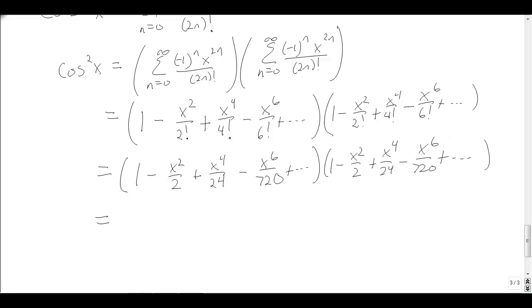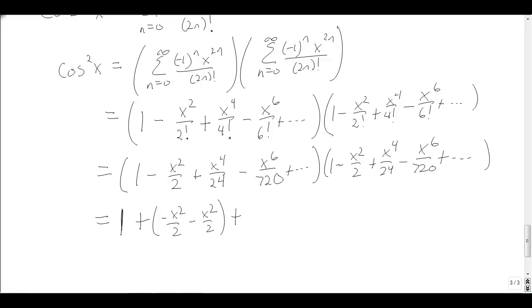Okay, and then how many terms do we want? 4 terms. So let's think about it: can I get a constant term? Well, that's going to have to be a 1 times a 1. So that's a 1. What about an x squared? Well, I could do 1 times negative x squared over 2, or negative x squared over 2 times 1. So it'll give me an x squared. That's 2 terms. Now you could argue there's a 0x there, but I'm going to look for 4 non-zero terms here.